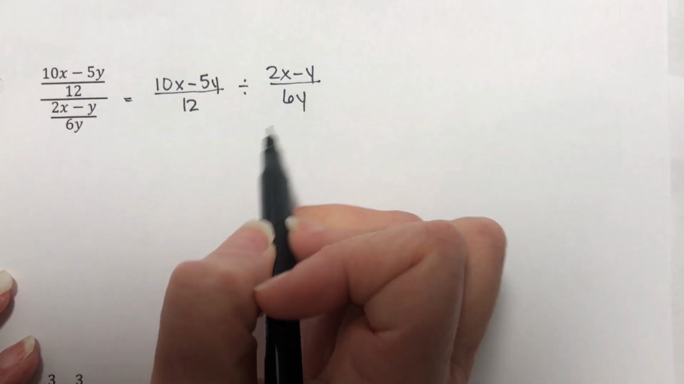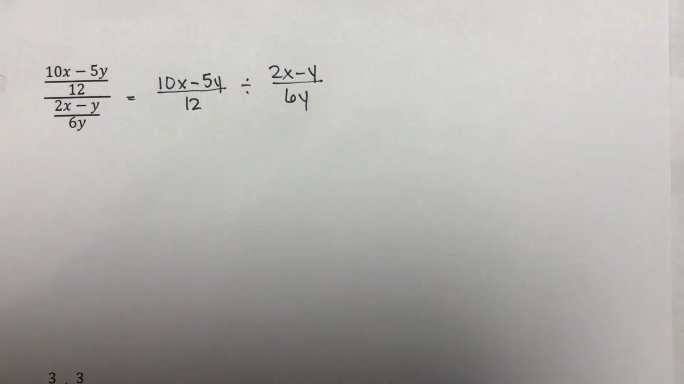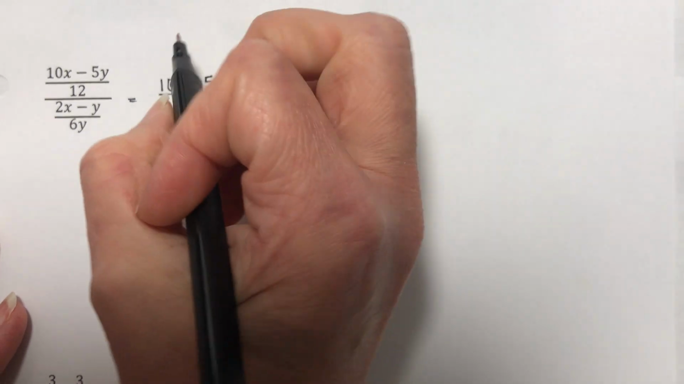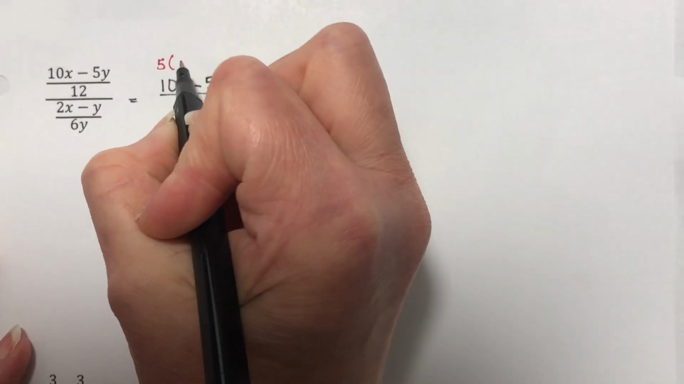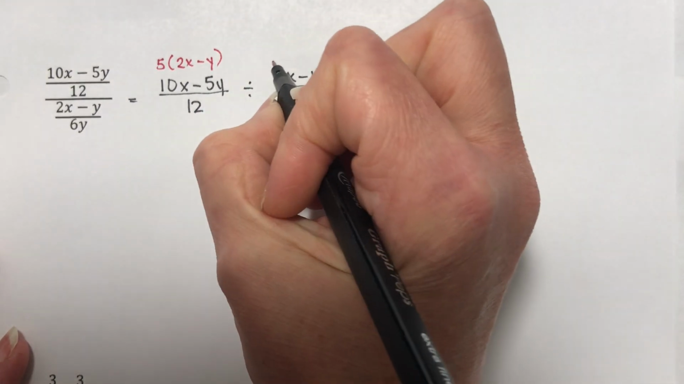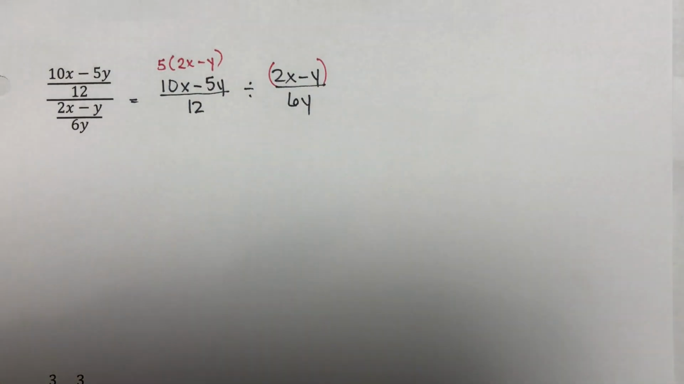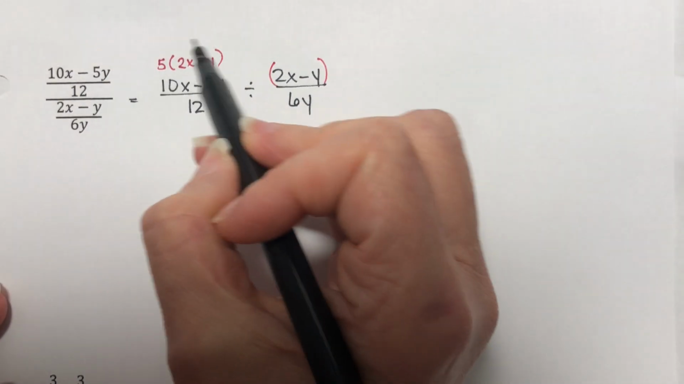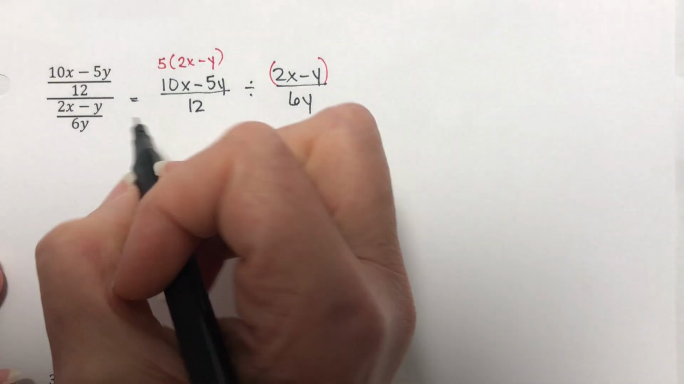So now I need to factor everything as much as possible, and I'm just going to factor these two above. I can factor a 5 out here, and that leaves 2x minus y, and this one does not factor. Okay? So this is the same as this. I just factored it above so I can save a little bit of paper.